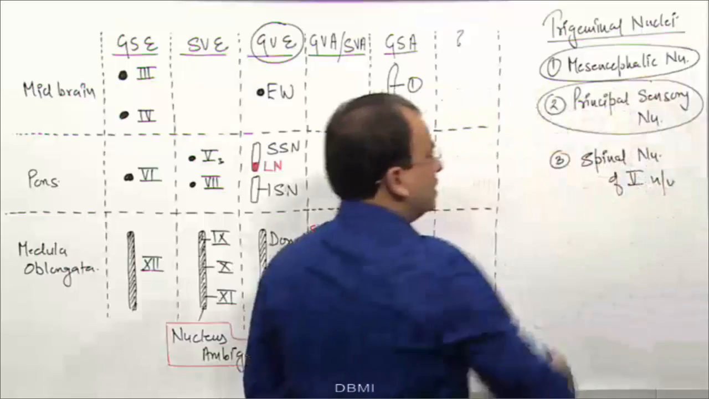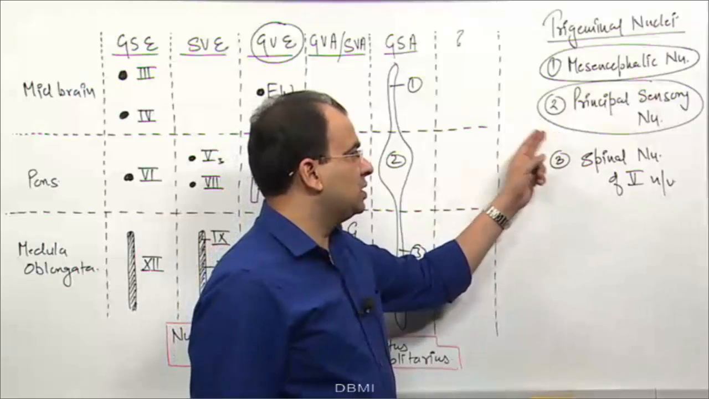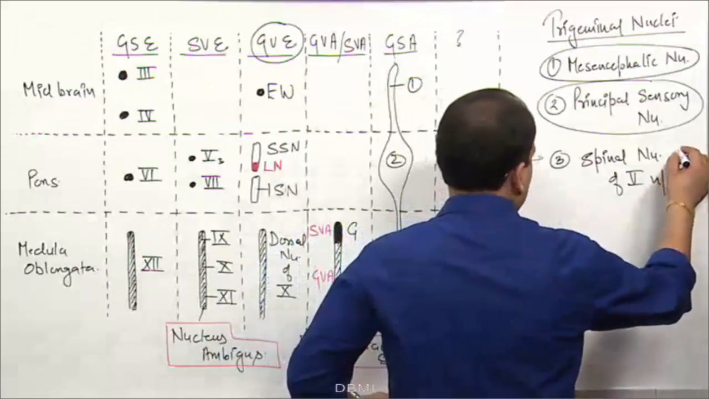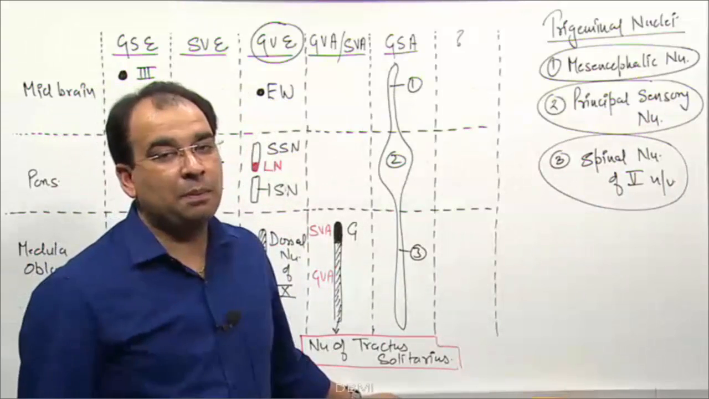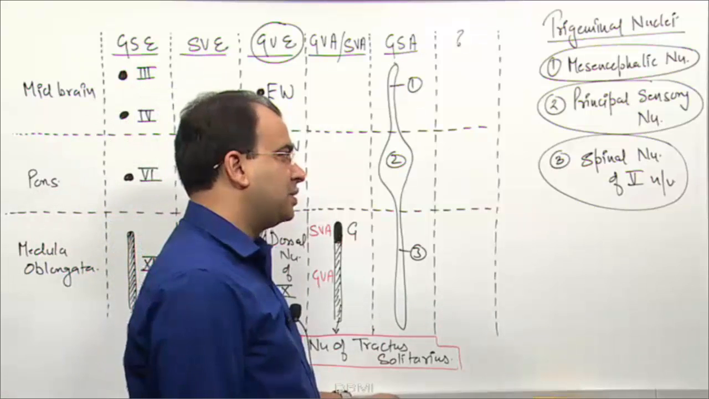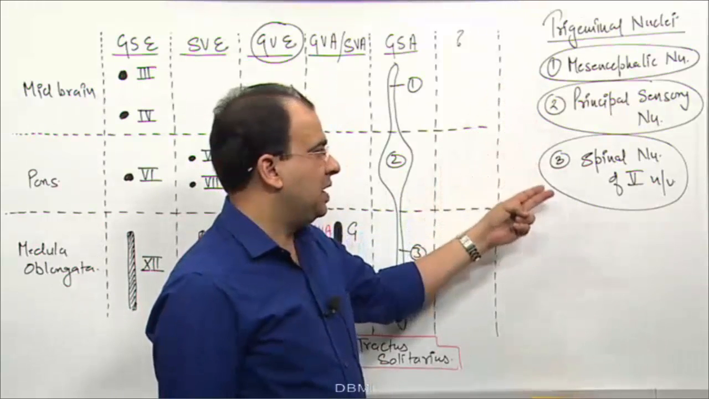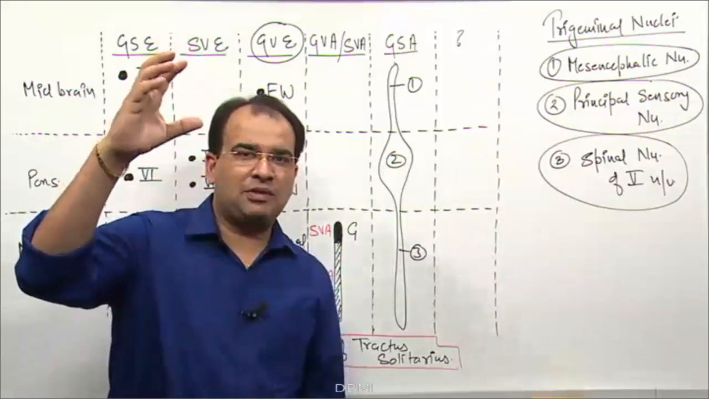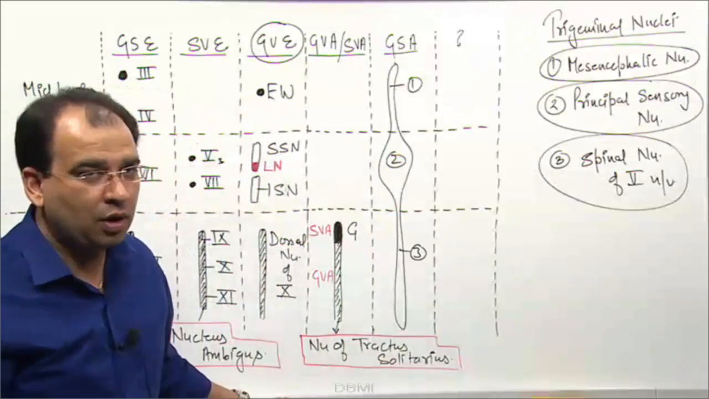The principal sensory nucleus is for touch and pressure sensation from the face. And the spinal nucleus of the trigeminal nerve is responsible for pain and temperature from the face. So the mesencephalic nucleus is proprioceptive, the principal sensory nucleus is for touch and pressure, and the spinal nucleus is for pain and temperature. All these go into the trigeminal nuclei. So we have this one set of nuclei which carries all kinds of general sensation coming from the face, or I should say from the body wall.